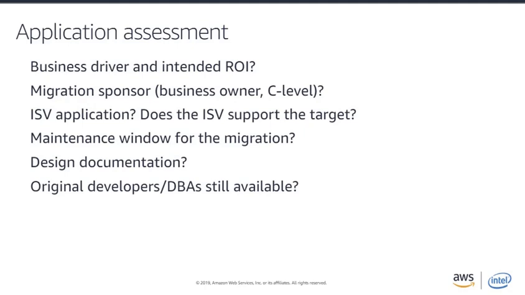If your application is from an independent software vendor and therefore you don't control the source code, then you need to check with your ISV on what database options they support. We are seeing more and more ISVs provide options for open source databases and even native AWS databases such as Amazon Aurora. The maintenance window for the migration will decide on the fundamental approach of the migration project.